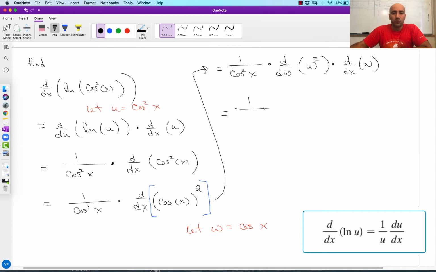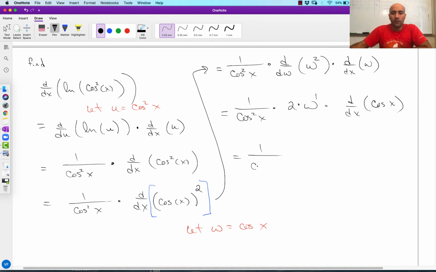And so this becomes 1 over cosine squared x times 2 times w to the first power times the derivative with respect to x of the w, which was cosine of x. Good. So now all we have to do is replace that w: 1 over cosine squared x times 2 times the w, where the w is cosine of x, times the derivative of cosine, which is equal to negative sine. Good?